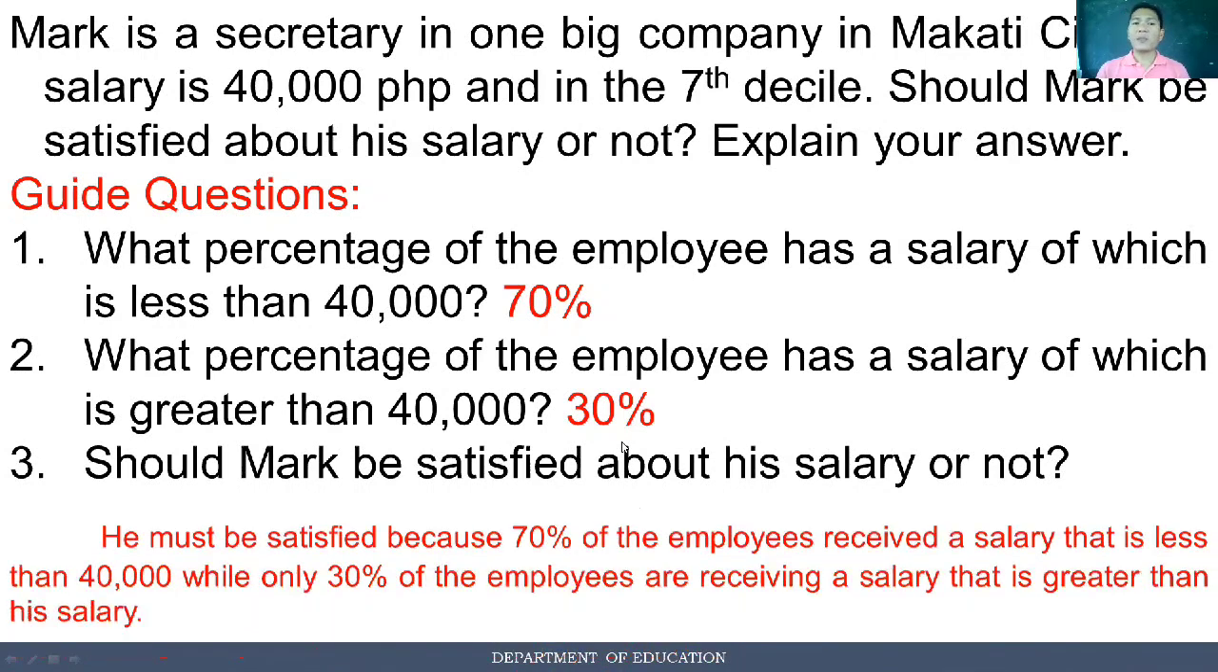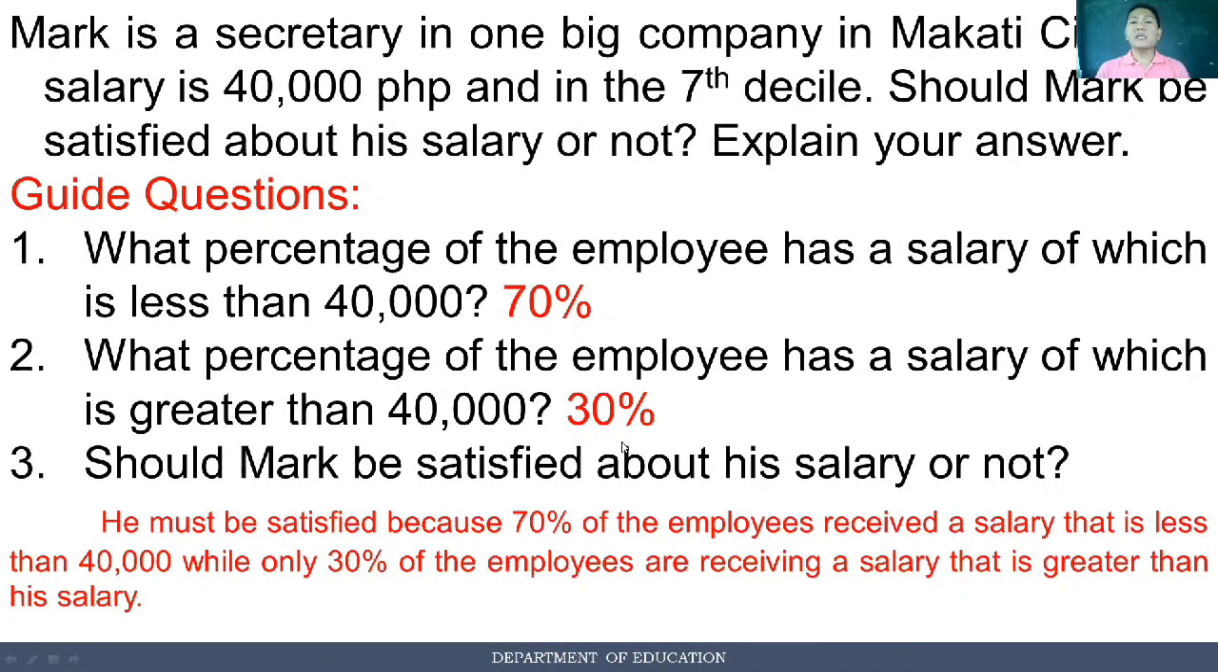Of course, he must be satisfied because 70% of the employees receive a salary that is less than 40,000, while only 30% of the employees receive a salary that is greater than his salary. So there are more employees with a lower salary than his, 70%. Therefore, he must be satisfied about his salary. Okay, so that's all about how we interpret the deciles.